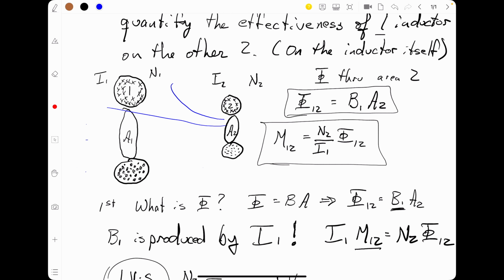And a B field from 2 going through. Okay, so the B field of 2 going through this area. All right? And that same thing would occur and give us M21 equals N1 over I2 times the phi of 2 and 1.